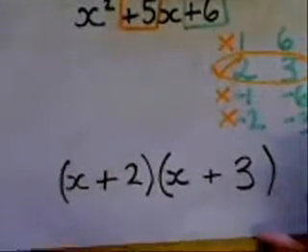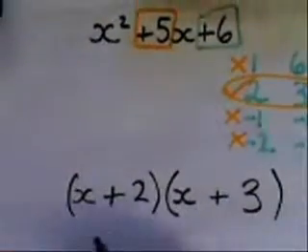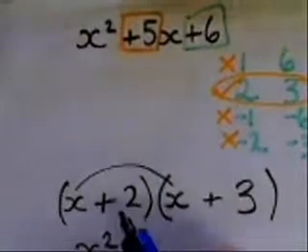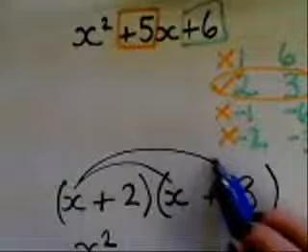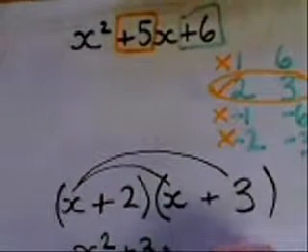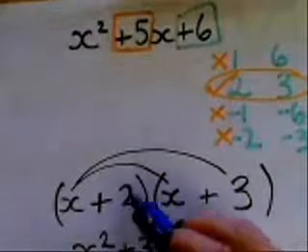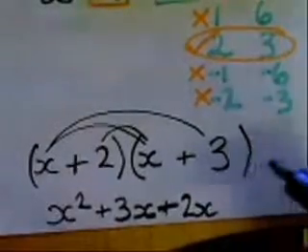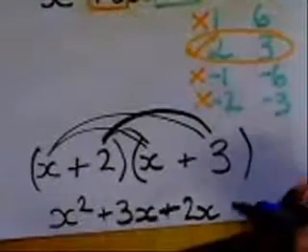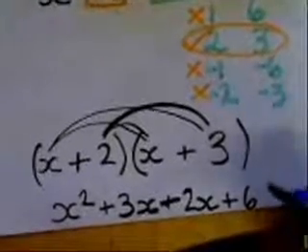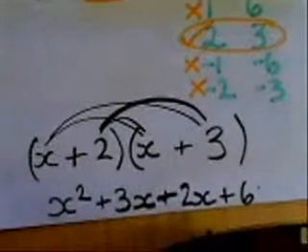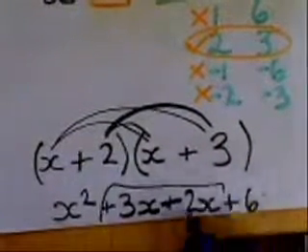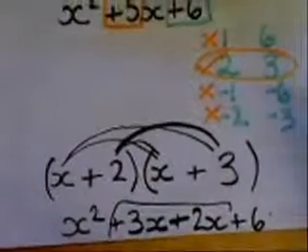Now we can check our answer by expanding the brackets using FOIL or whatever method you use. So x times x makes x squared. x times 3 gives us plus 3x. 2 times x gives us 2x. And lastly, 2 times 3 gives us 6. If we simplify this, x squared plus 3x plus 2x plus 6, we get x squared plus this part joins together to make 5x plus 6.